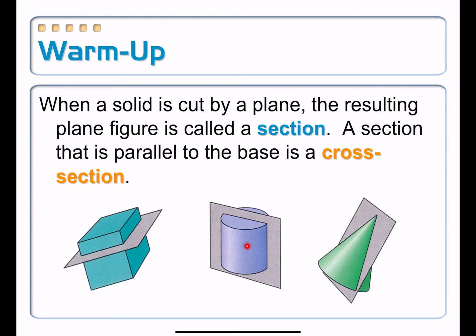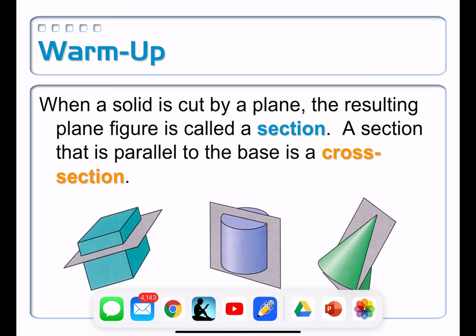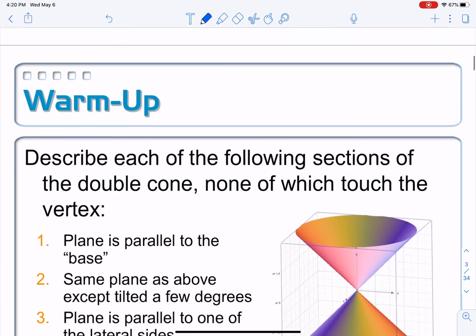And then let's look at the middle one. Here I have a cylinder, and this time our plane is going to cut perpendicular to the base, which is not a cross-section, but it's still a section. And then finally, this last one here, we have a cone, and this cone goes right through the vertex, and it's perpendicular to the base as well. Also not a cross-section. So let's take a look at each one of these and decide what they each look like.